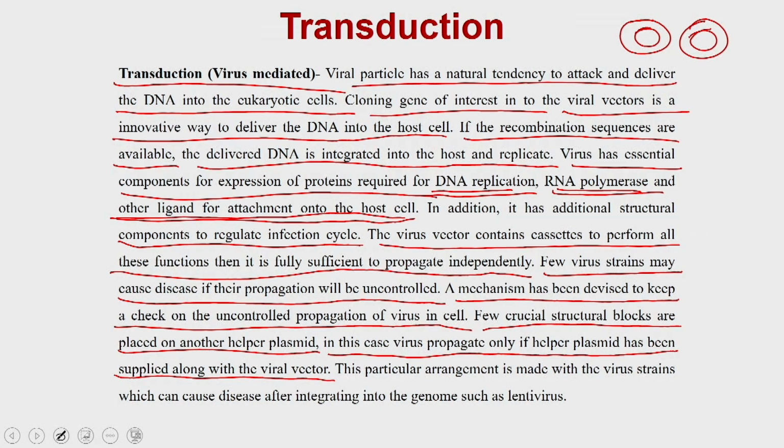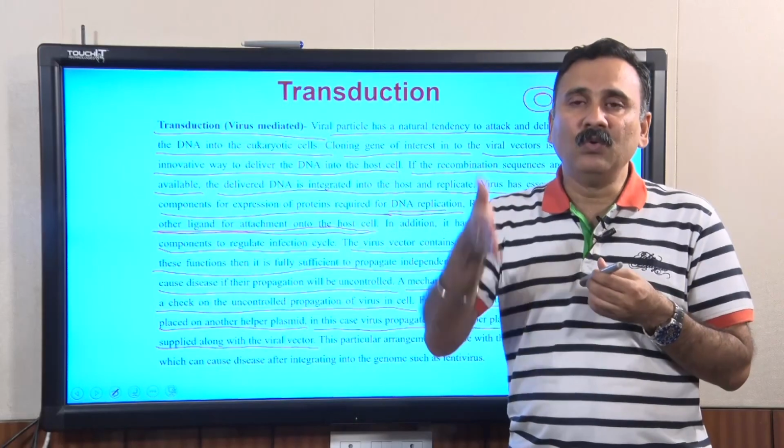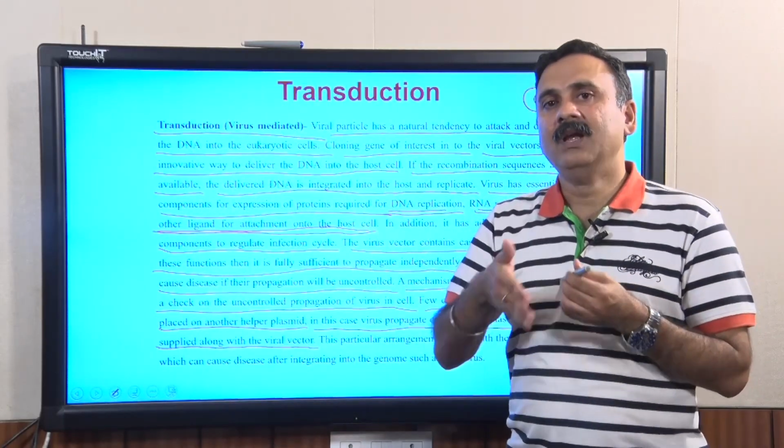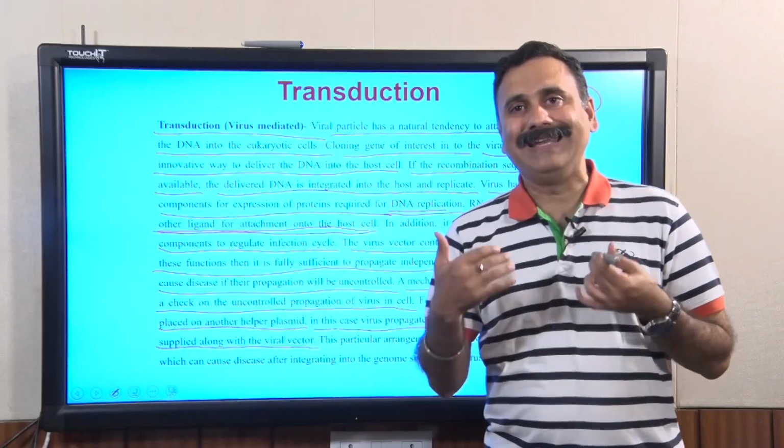So, until all these plasmids are available, the virus will still be able to replicate, but it will not be able to cause active infection or active disease in the cell, and because of that you can cut down the pathogenic side of the virus, but you can still continue with the infection mode, and that is how these viruses can keep delivering the recombinant DNA.